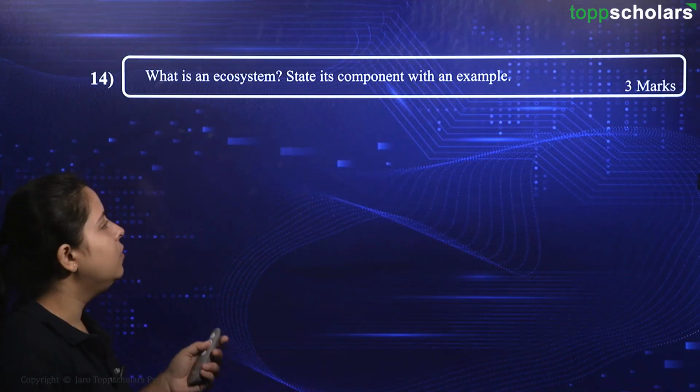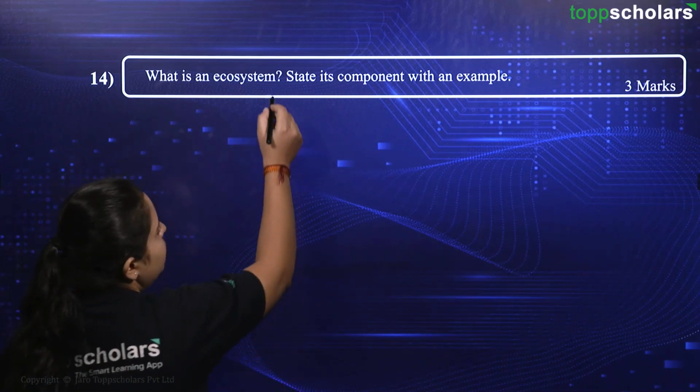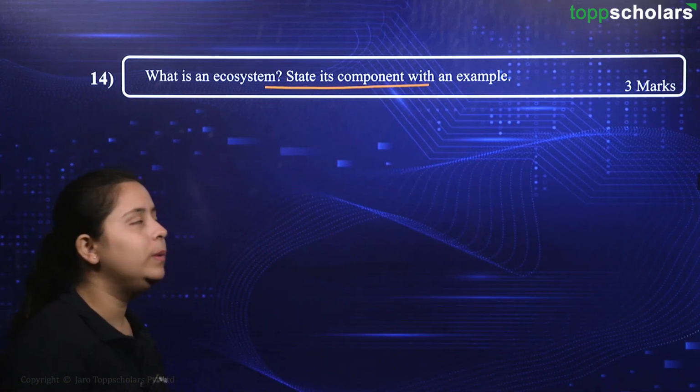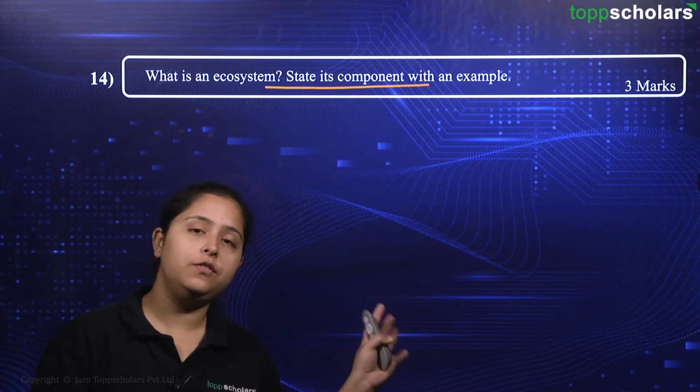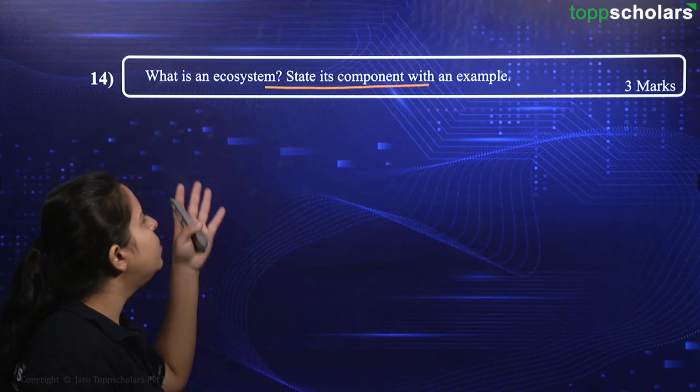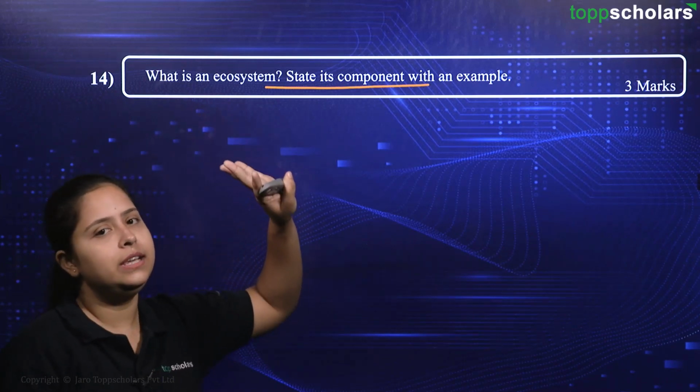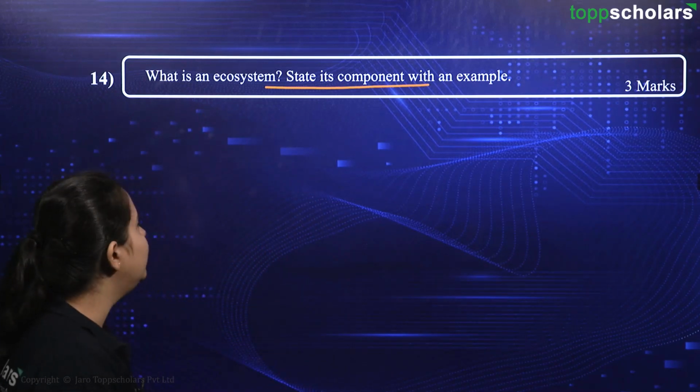Here is the question for 3 marks. It says, what is an ecosystem? State its components with an example. So friends, we are dealing with biological magnification, food chain, food web. So basically, you must be easily answering this question of what is an ecosystem. Let us go for the solution part.